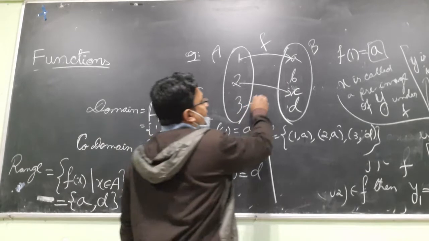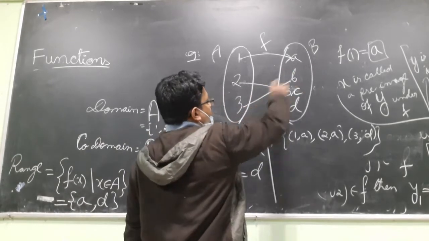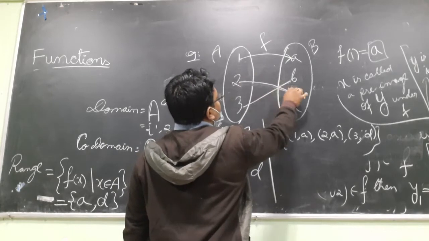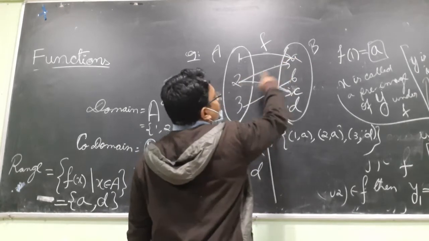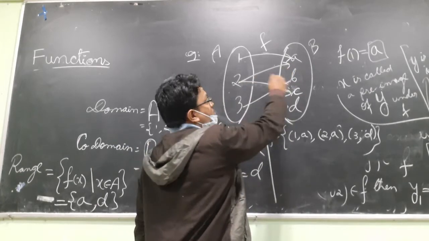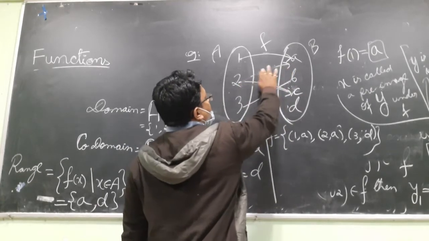But to make it a function, I have to give some association. Then whether this is a function, say this is going here, this is going there, this is also not a function because 2 is going to A, 2 is also going to C. So that's not allowed. These are not functions.